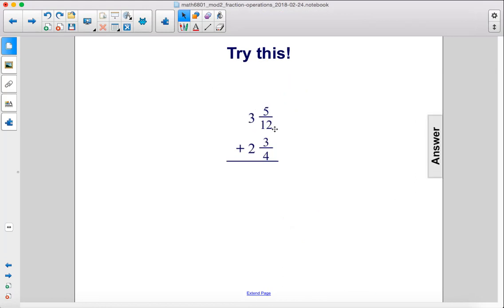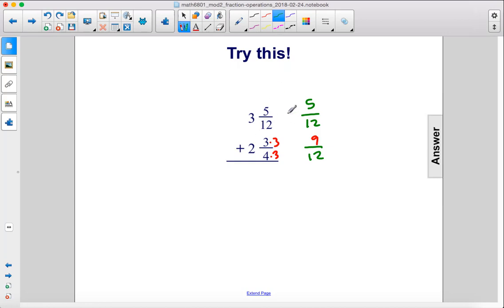3 and 5/12 plus 2 and 3/4. Alright, so the first step is to add the fractions. We need a common denominator, but we have 12 and 4, and 12 is a multiple of 4, so let's use 12 as our common denominator. This fraction does not have to change because it already has 12 as the denominator. However, this one does. To get 12, we multiply 4 by 3, so let's multiply the top by 3, and we get 9. Now we rewrite our whole numbers like that, and we have our new problem.